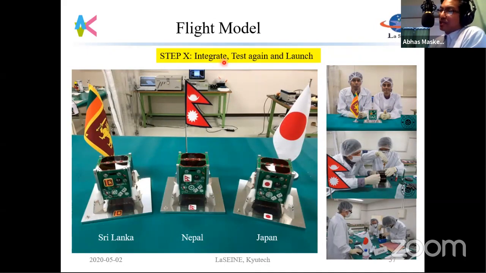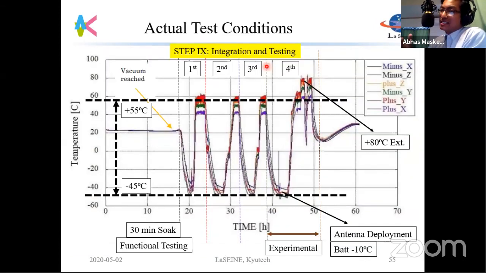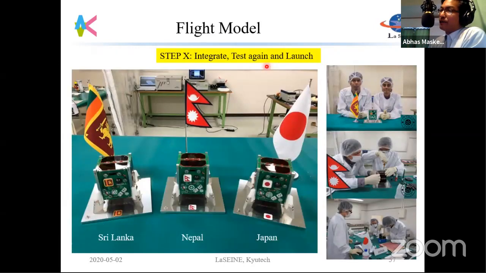So we integrate, and then we test again. Engineering models are tested at what we call qualification level, so higher levels of testing. But for the flight model, we tone it down a bit. So we do acceptance testing. We don't induce too much vibration or thermal vacuum onto the flight model, because we think that could create some engineering fatigue.